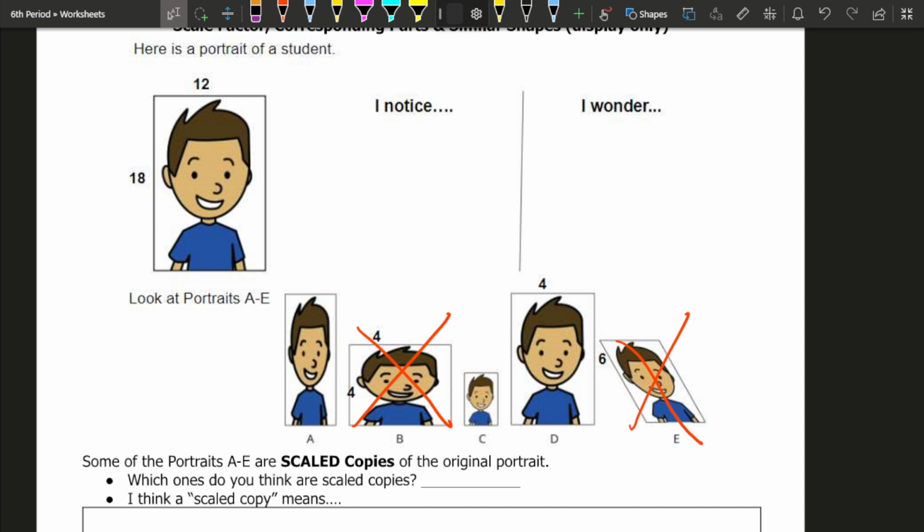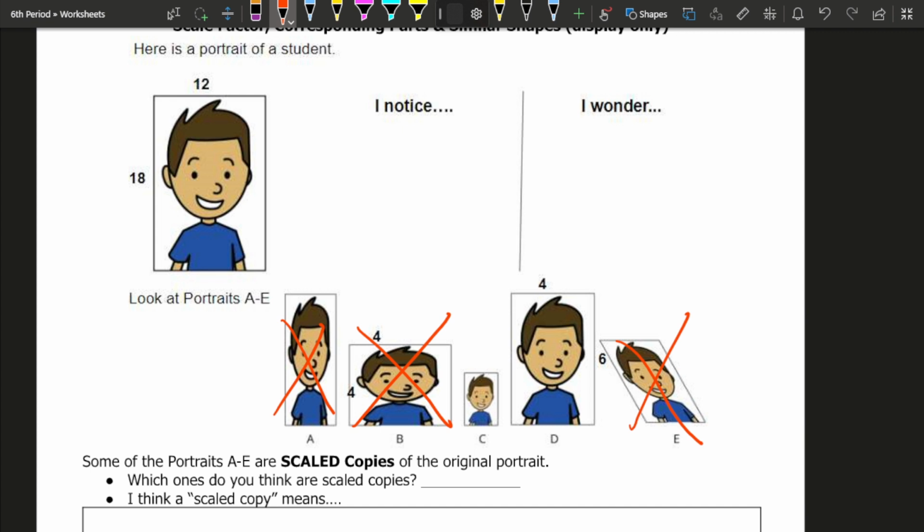So if we look at this one right here, the original and A, just look at the eyes. Circle, oval. It got taller or skinnier. It shouldn't change. It should be the same. So is A similar? No, it is a rectangle, but it's not similar. So that leaves us with C and D.